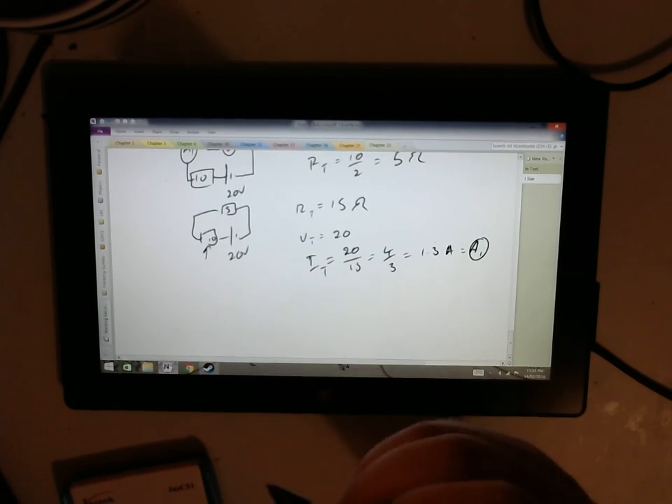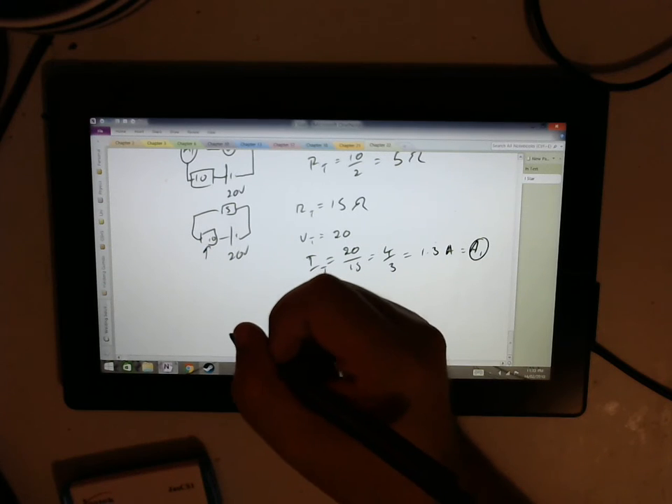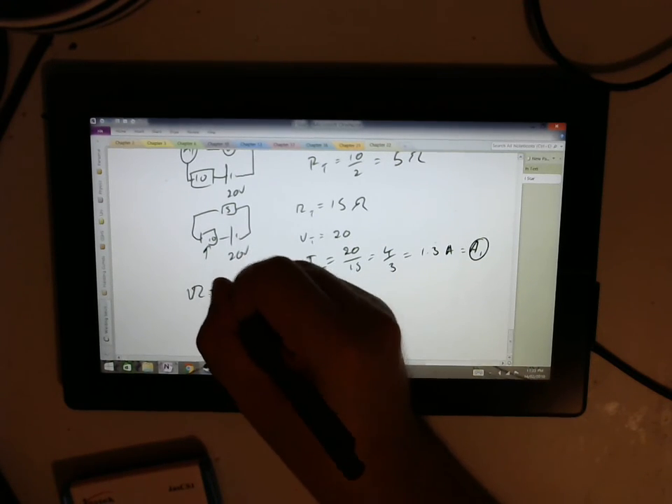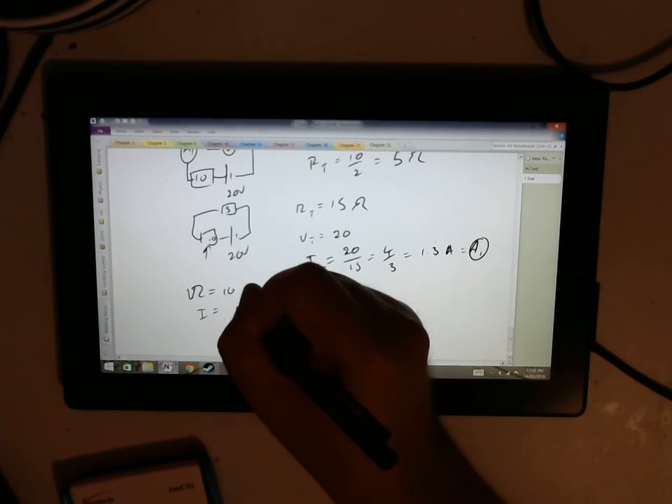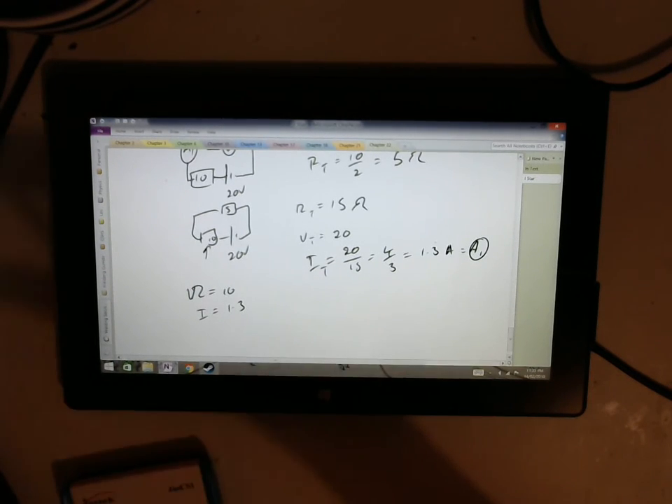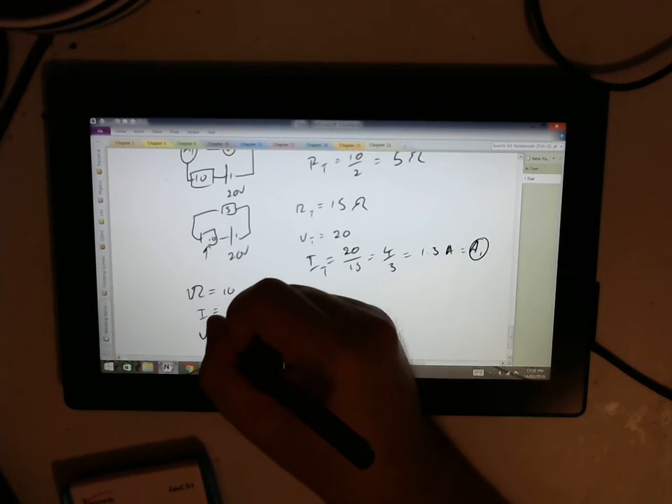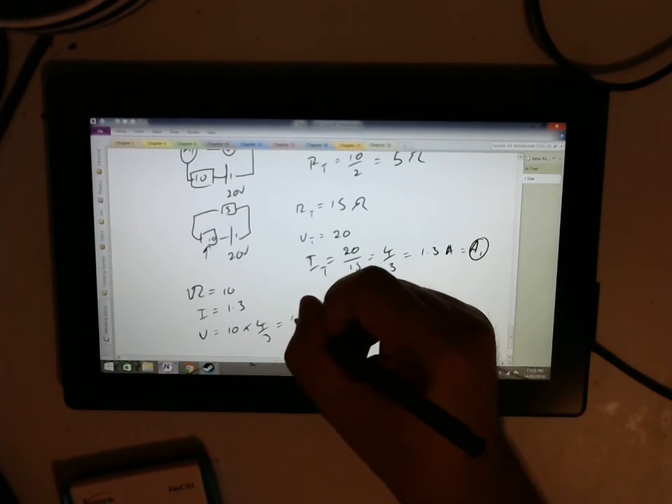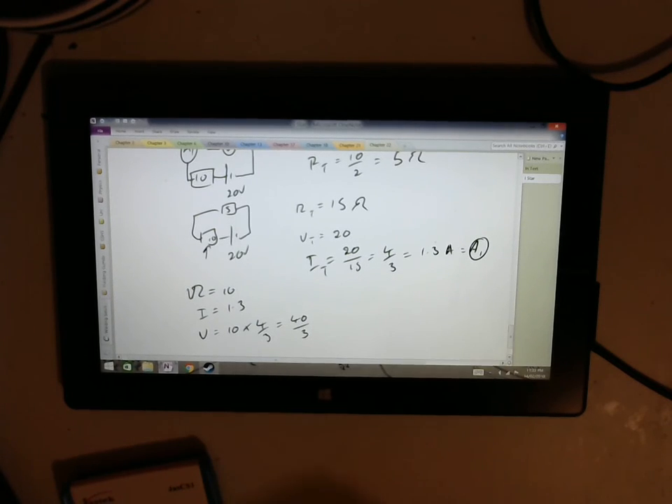Here, this is going to use some voltage. We know the current through it, we know the resistance of it, we just don't know the voltage. So we know that R equals 10, and the current equals 4/3, because it's what's leaving the battery. So voltage equals 10 times 4/3 equals 40 over 3. I'm going to leave it as a fraction because it's just going to be a nasty decimal. 13.3 would be our answer.